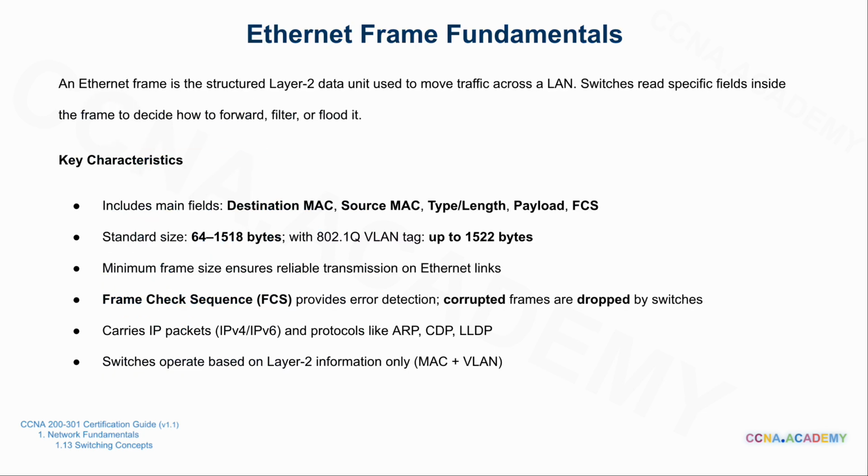When we look at how switches operate, everything begins with the Ethernet frame. This is the basic data unit traveling across the LAN. The switch isn't analyzing IP addresses yet. It's focused on specific Layer 2 fields inside the frame, like the source MAC, destination MAC, and the type/length field. Frames also have a minimum and maximum size and include an FCS at the end, which allows the switch to detect errors. If the FCS doesn't match, the frame is simply dropped. Understanding this structure helps explain why switches forward some frames, filter others, and flood the rest.